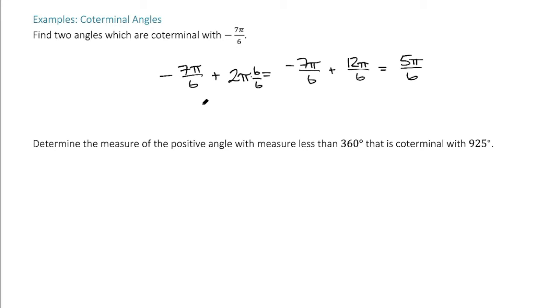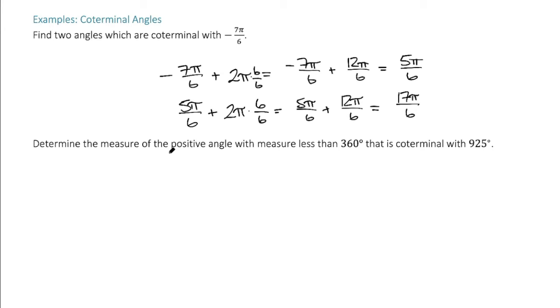And we can keep going if we want. We could add another 2 pi to this. We could take 5 pi over 6 and add another full revolution, 2 pi. Again, get a common denominator of 6. And that gives us 5 pi over 6 plus 12 pi over 6, which is 17 pi over 6. So 17 pi over 6 is also coterminal with negative 7 pi over 6. Now, we didn't have to just add 2 pi. We could have subtracted 2 pi from the negative 7 pi over 6. That would have given us another coterminal angle.